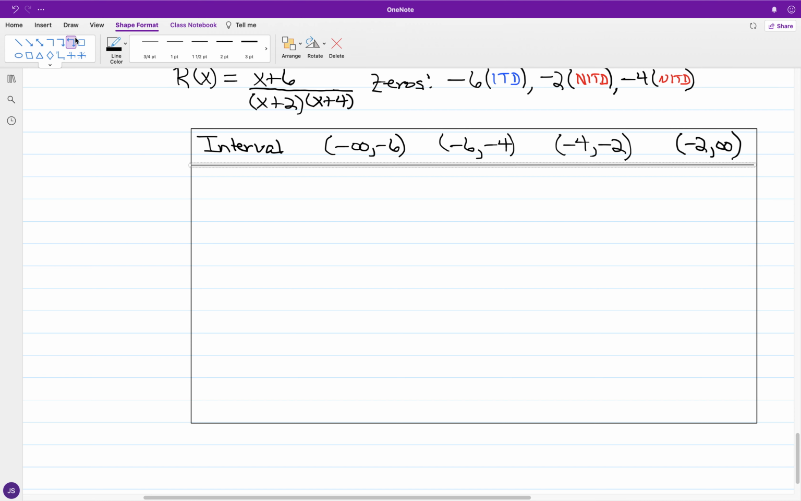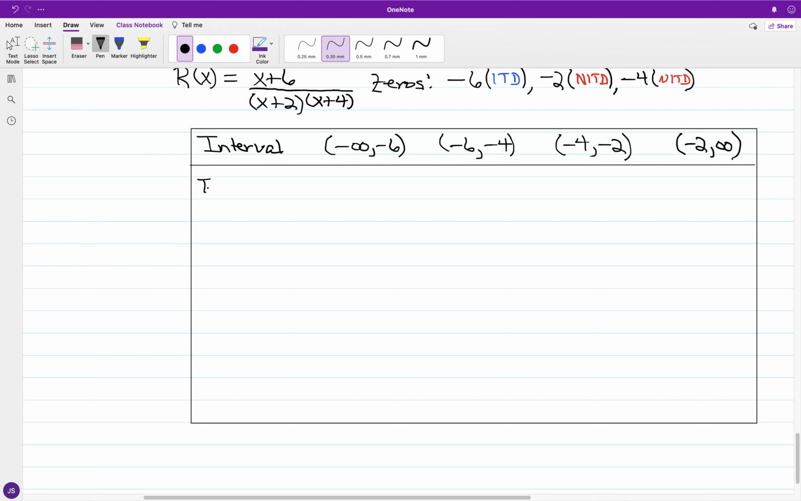Okay, so we have our separate intervals, and again, looking at applying test values. Anything less than negative 6, we can just go with negative 7. Between negative 6 and negative 4, if we still maintain the use of integers, we can only apply negative 5. Similarly, between negative 4 and negative 2, if we stick with integers, we have negative 3. And anything greater than negative 2, you can say negative 1 or the ever so popular 0.